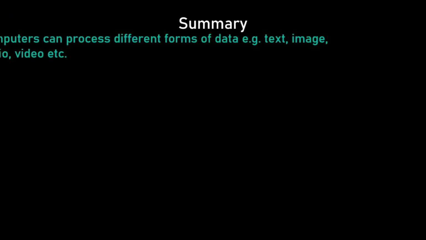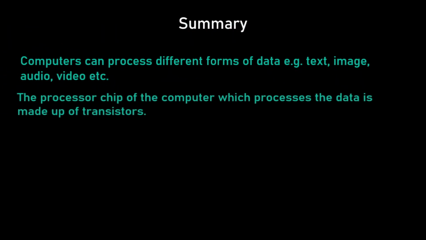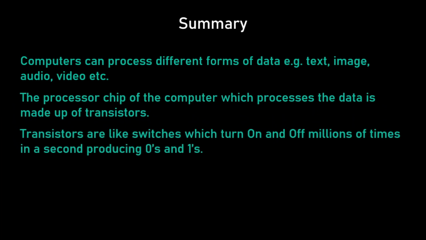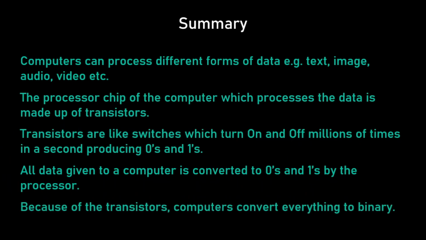The summary is that computers can process different forms of data, for example text, image, audio, video, etc. The processor chip of the computer which processes this data is made up of transistors. Transistors are like switches which the computer turns on and off millions of times in a second, producing zeros and ones. Each time a transistor turns on, it produces a 1, and when it turns off, it produces a 0. All data given to a computer is converted to zeros and ones by the processor. Because of the transistors, computers convert everything to binary.